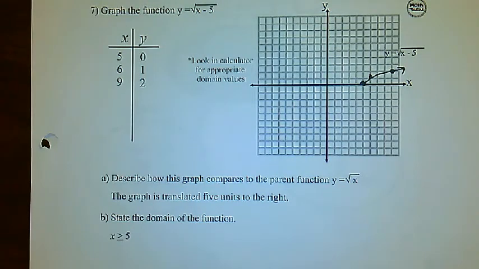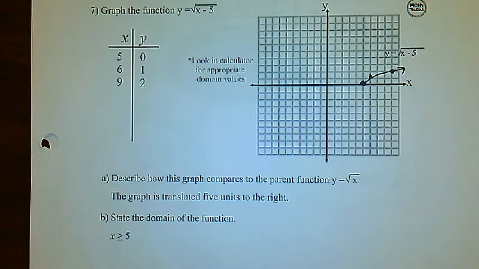But notice I go from 5, 6, and then all the way to 9. You don't have to choose numbers that have decimals. Just do the whole numbers, it's easier to plot. Make sure you have an arrow just on the one side, because it cannot go below this. We cannot have any negative y values. That is impossible. So the graph is translated 5 units to the right, and our domain is x is greater than or equal to 5.